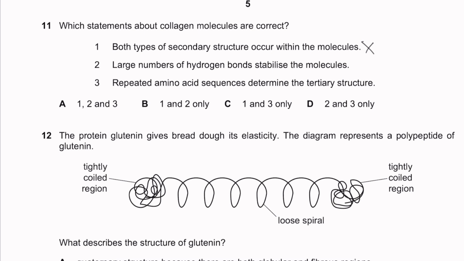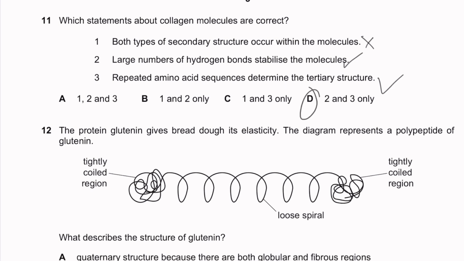Large numbers of hydrogen bonds stabilize the molecule. Well, yes, this is correct. We have hydrogen bonds, we have covalent bonds that stabilize the molecule. We also have this part, repeat amino acid sequence determines tertiary structure. These 2 are correct. Yes, because we do have glycine at circular intervals. We also have other amino acids that are repeated in order to form disulfide bonds and everything. So yes, 2 and 3 are right.